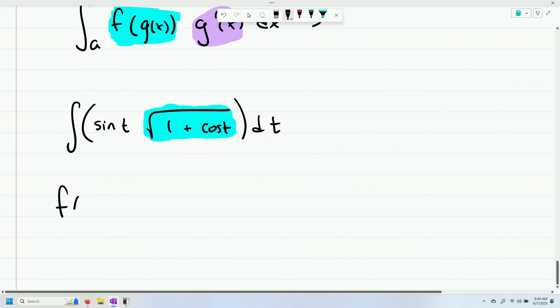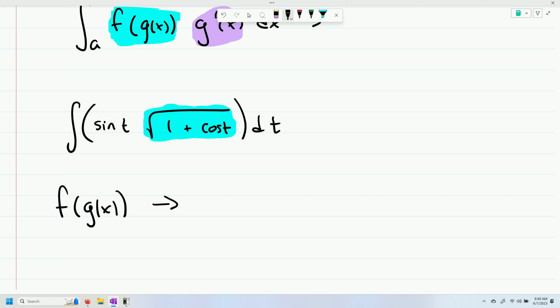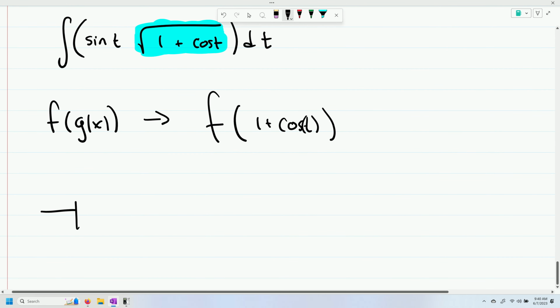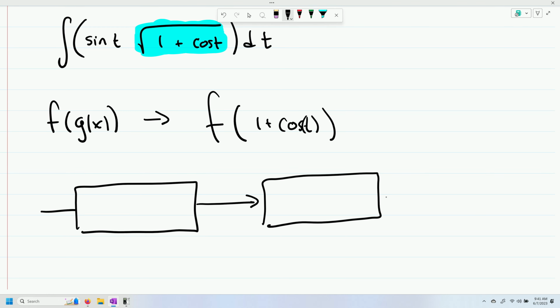If I broke this down a little bit, the inside function here would be 1 plus cosine of t, and then the outside function would be the square root. Sometimes when we learn about composite functions, people use boxes, which we call function machines. I guess I'm using the wrong variable here. Let's make it a t. My bad. So the first machine would be g of t. This would be 1 plus the cosine of t.